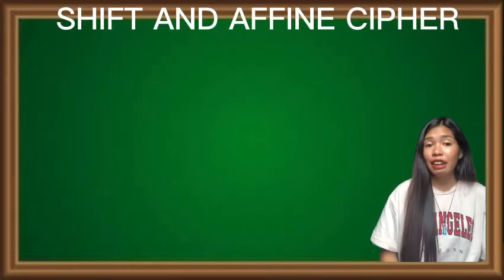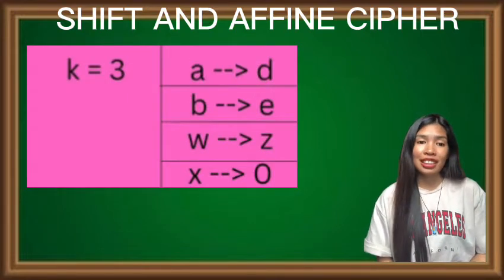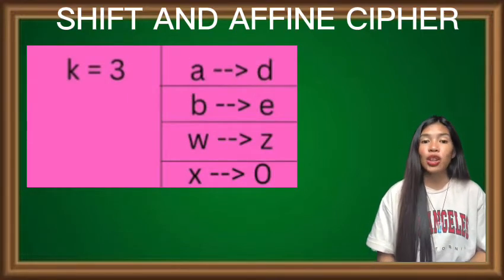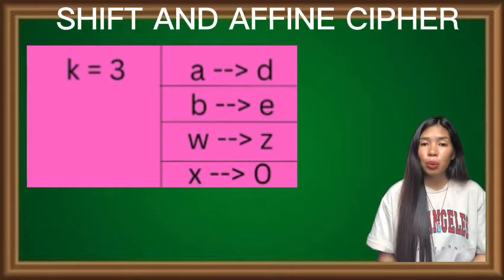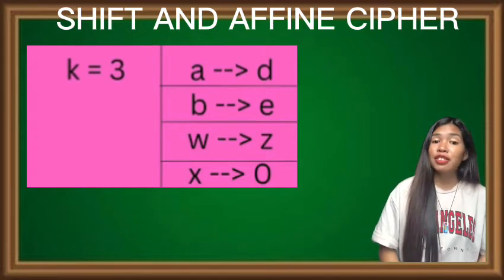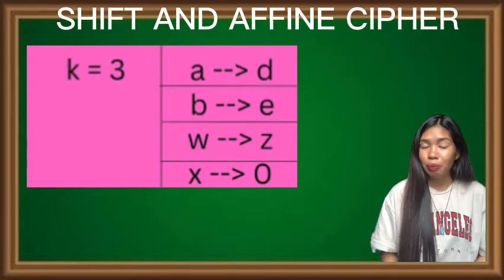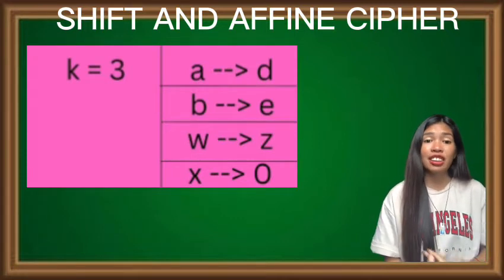For instance, if I say the shifting key is 3, then our A is shifted by 3, so it becomes D. B will be E. Similarly, W would be Z, and then X will go back to A. So it will revolve cyclically again from A. This is the idea of shift cipher for encryption and decryption.